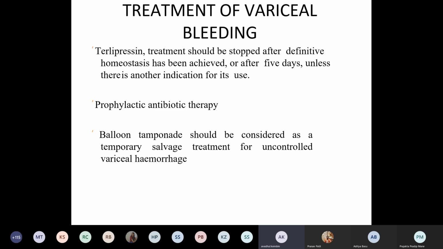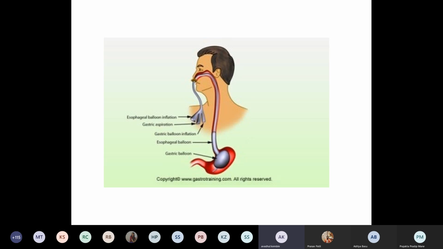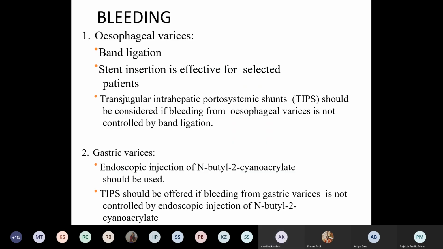So whenever uncontrolled variceal hemorrhage is there, the immediate thing we could do is put in a balloon tamponade. As you see here in the figure, we are seeing how a balloon tamponade is put into the stomach to compress the bleeding. Now, the bleeding could be from the esophageal varices or the gastric varices. When it is from the esophageal varices, we prefer band ligation. Band ligation, I'll show you the figure I had, is where a band is placed at the base of the varices.